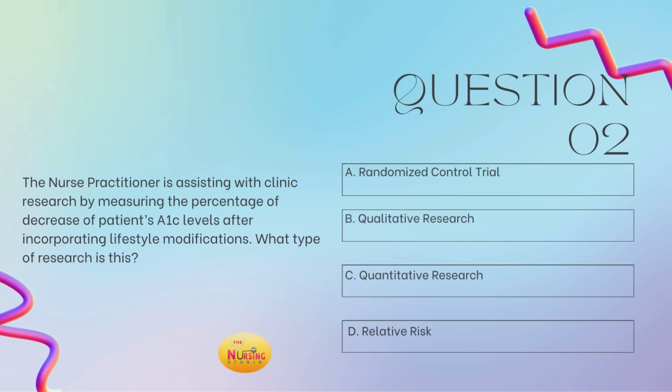Question number two, the nurse practitioner is assisting with clinic research by measuring the percentage of decrease of a patient's A1C level after incorporating lifestyle modifications. What type of research is this? Is it A, randomized control trial, B, qualitative research, C, quantitative research, or D, relative risk? Take a moment and tell me what you got in the comments.